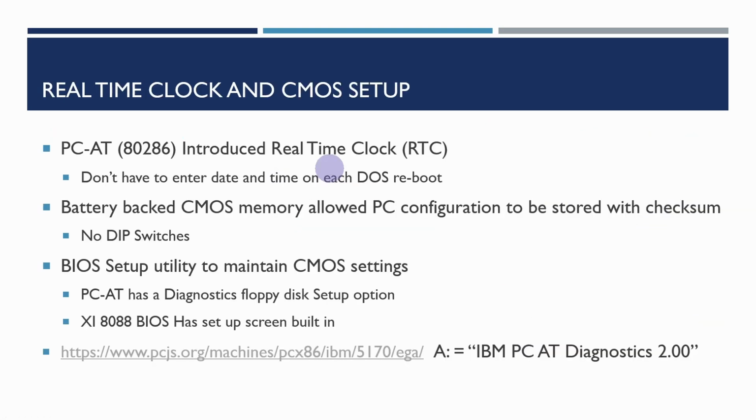The original IBM PC and PC XT didn't have a real-time clock, and so every time you booted PC-DOS or MS-DOS, you had to put in the correct date or time, otherwise all the date and time stamps when you write things to floppy disk would be incorrect. The PC-AT was the first IBM computer to introduce the 286 processor. It also included battery-backed CMOS memory, so this allowed the PC configuration to be stored in memory with a checksum rather than using dip switches to configure memory and all those sorts of things.